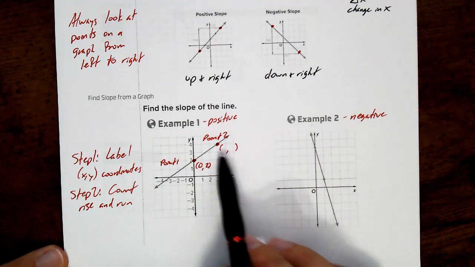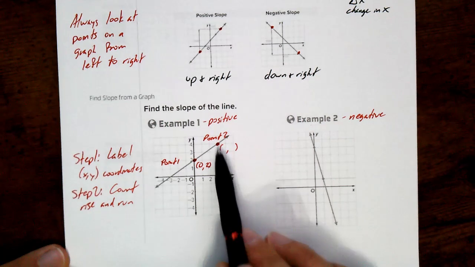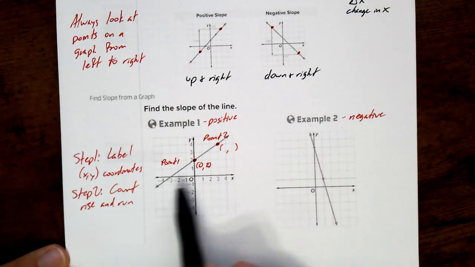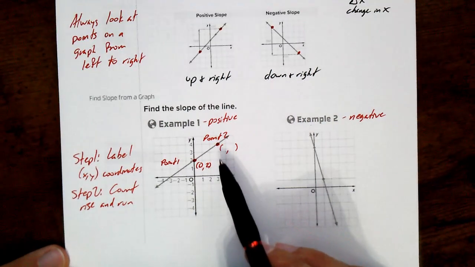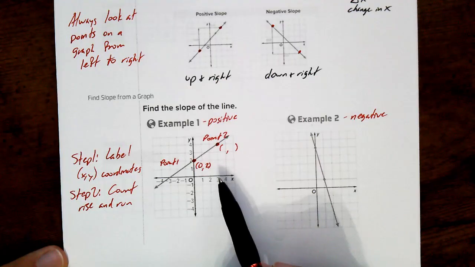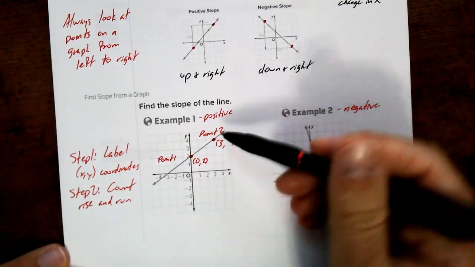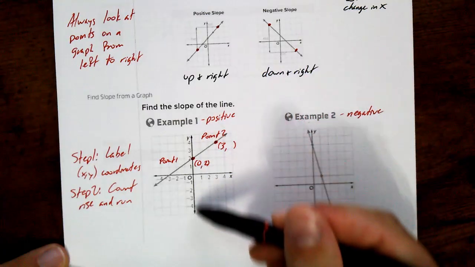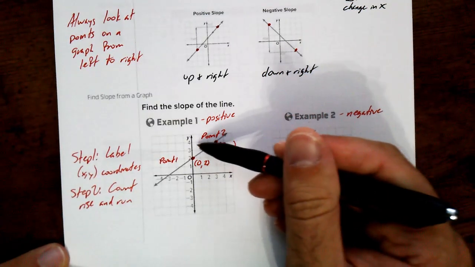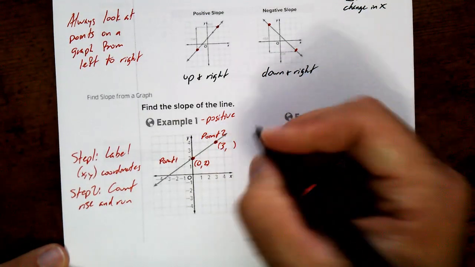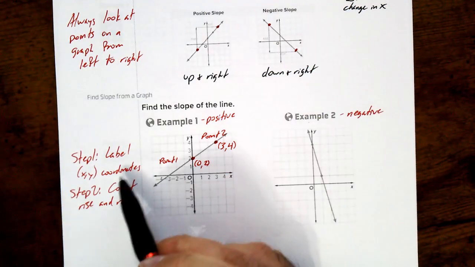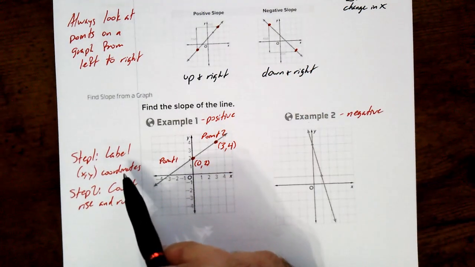How about point 2? Where does this point lie on this axis? If we were to draw a straight line straight down, where would it meet? It would be at 3. And then how about along the y-axis? If we drew a straight line to the y-axis, that'd be at 4. So we've labeled our x, y coordinates.